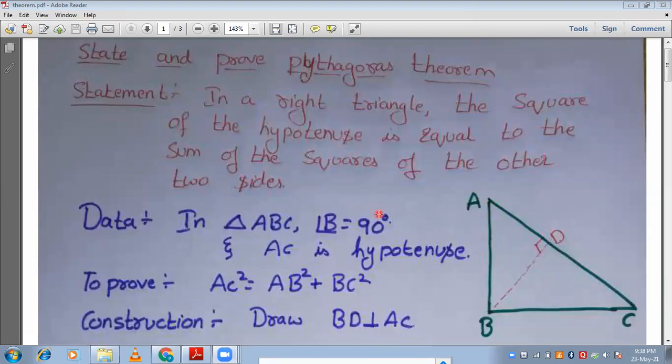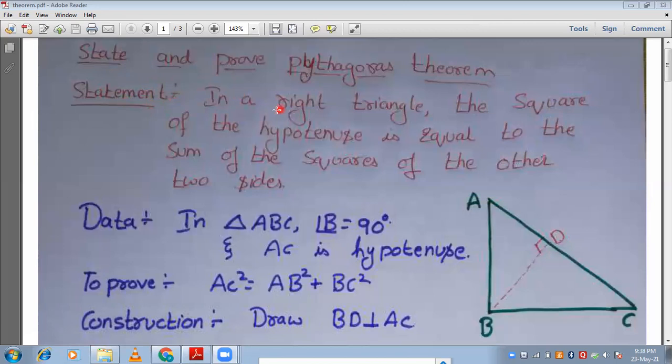In this session, we will discuss Pythagoras theorem and area of similar triangle. Both theorems are very important for your examination. State and prove Pythagoras theorem. This theorem, they will ask for 5 marks or 4 marks. State means you need to write the statement.